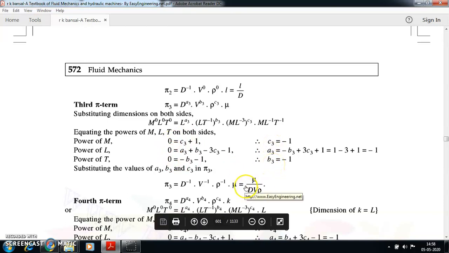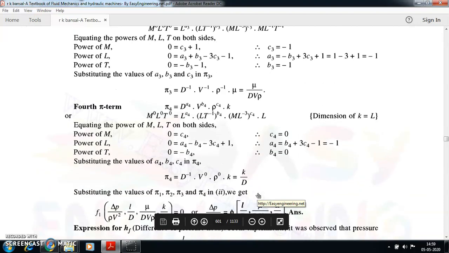So you get the final equation as T to the power of minus 1, V to the power of minus 1, rho to the power of minus 1 into mu, which is mu divided by D V rho. Next will be your fourth term, the pi 4 term. Put everything in terms of fundamental dimensions. Find out a4, b4 and c4, working with the powers of M, L and T. So at the end you get a4 as minus 1, and b4 and c4 are 0.